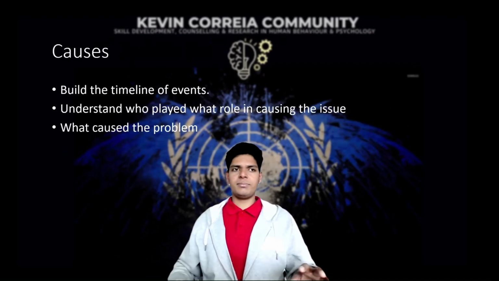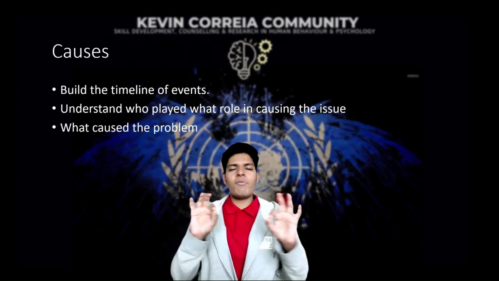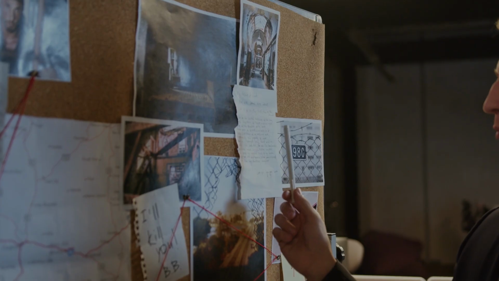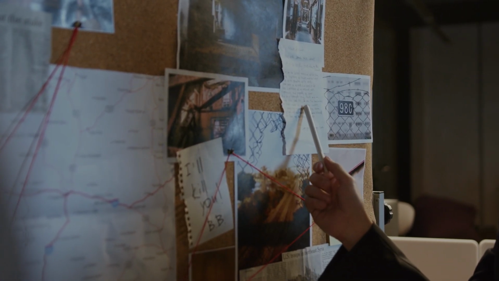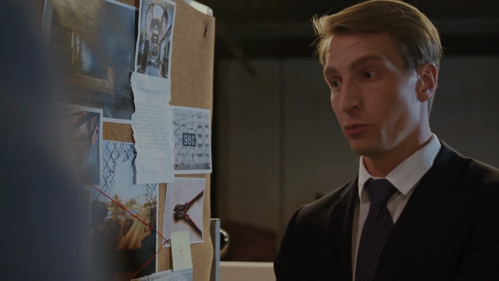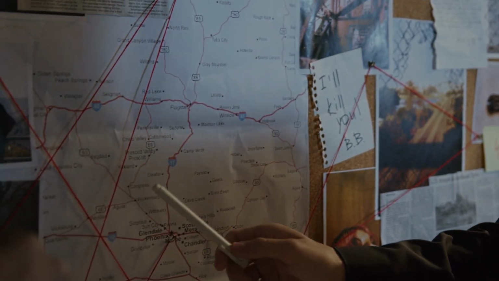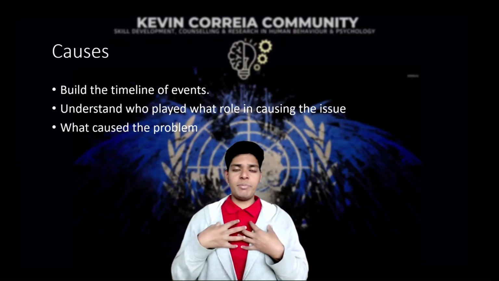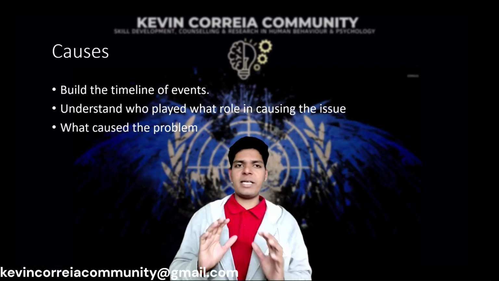First is the causes. For causes, always build a timeline of what events exactly happened. Let's say you take the World War. You say there was an assassination of Archduke Franz Ferdinand. Then because of that, the invasion of Serbia happened, the whole thing went on, and the whole event took place. So build your timeline. When you take one-to-one coaching with me, I help you understand how to build a perfect timeline for yourself.